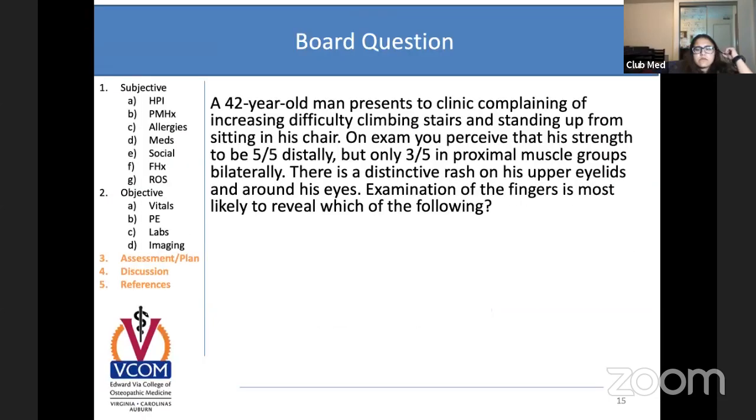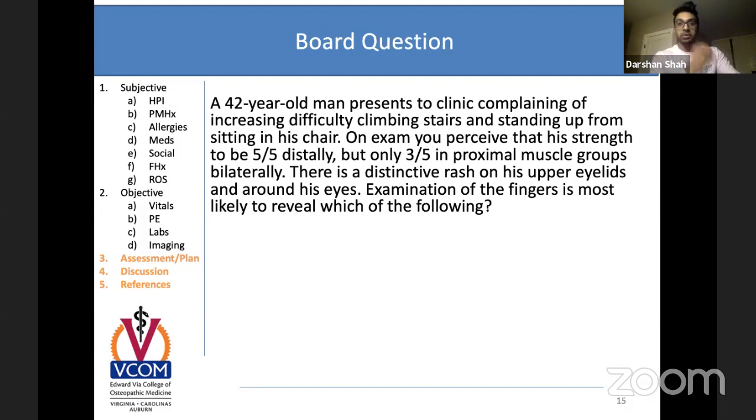Okay, so time for a board question. A 42-year-old man presents to the clinic complaining of increasing difficulty climbing stairs and standing up from sitting in his chair. On exam, you perceive his strength to be 5 out of 5 distally, but only 3 out of 5 in his proximal muscle groups bilaterally. There's a distinctive rash on his upper eyelids and around his eyes. Examination of the fingers is most likely to reveal which of the following?